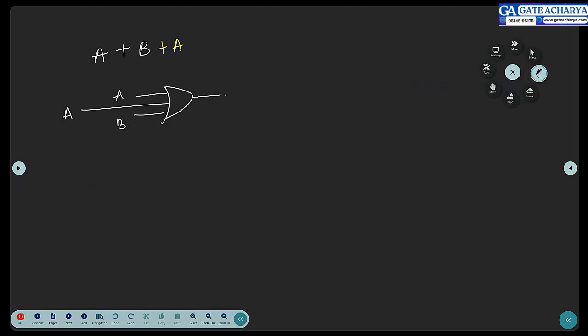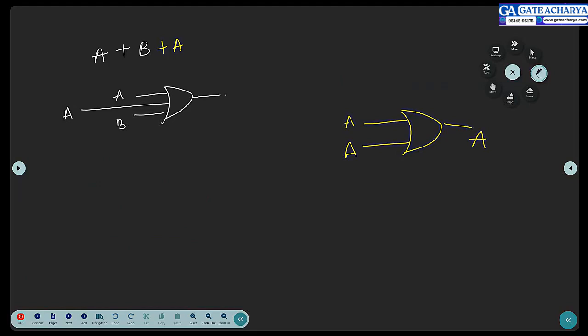Already A is there in the equation. Now I'm going to OR with A again. Will it change anything? Otherwise, I will extend this thing. There is an OR gate. If I connect A in both the terms, what is the output? A. So that means you can have any number of A's here. The final answer will still be just A or B.